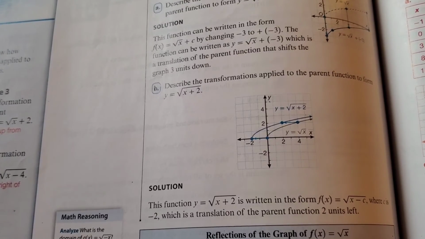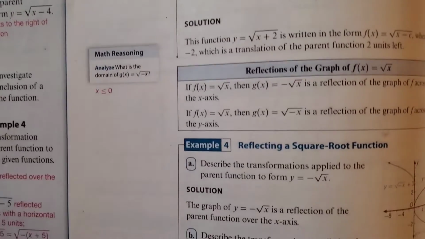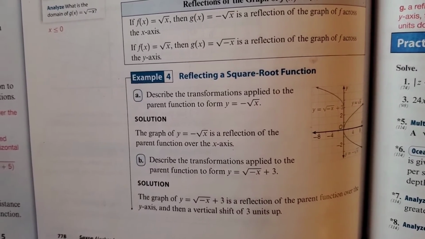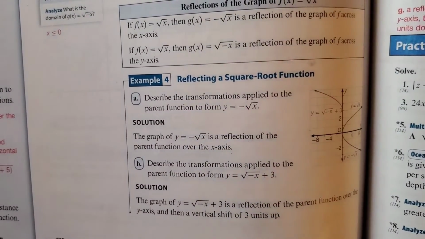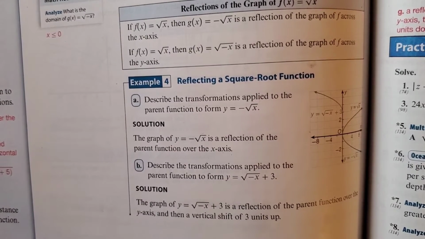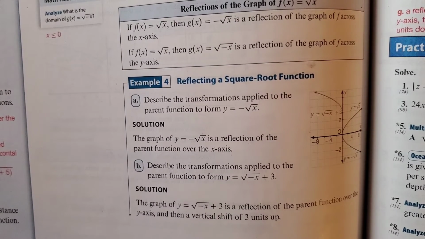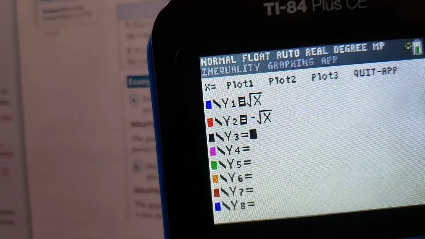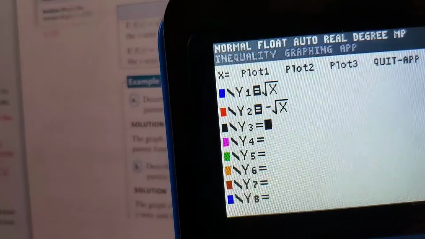So now let's move on to example number 4. Okay, reflecting a square root function. So how do you reflect it? There's a way to reflect it, and I'm going to reflect this parent function that I showed you in my calculator by putting a negative sign in front of my function.